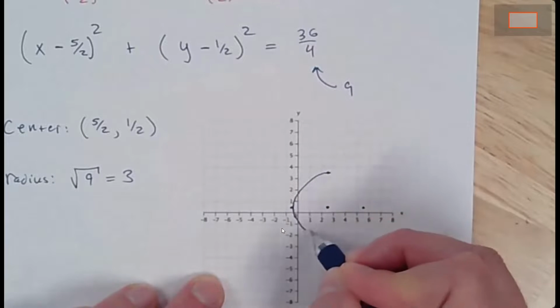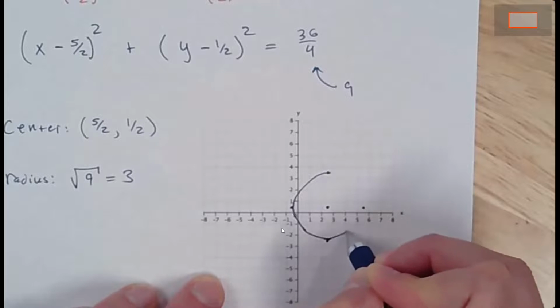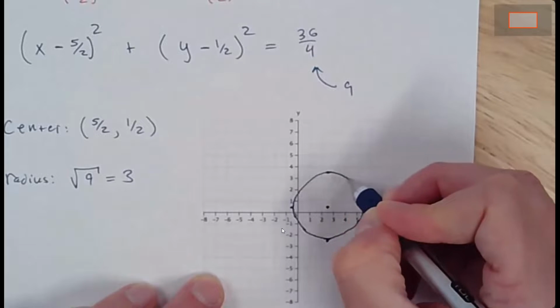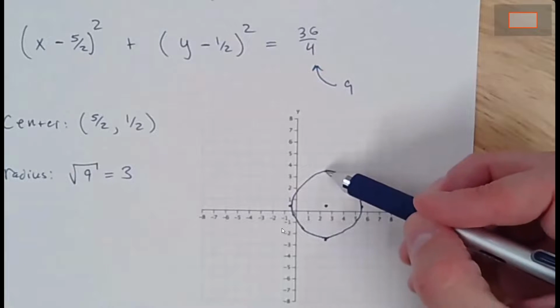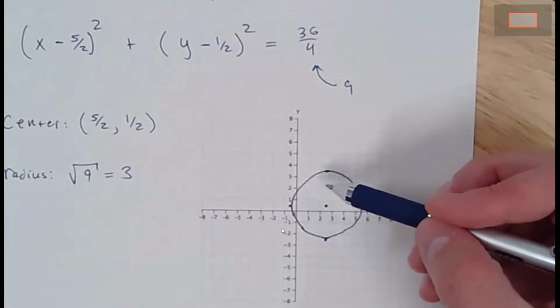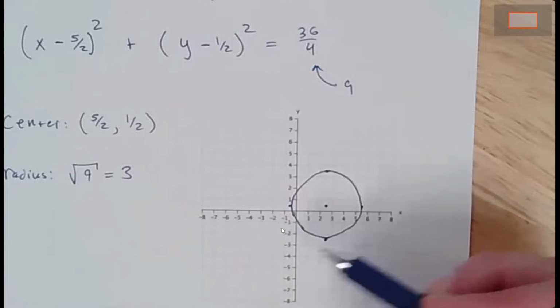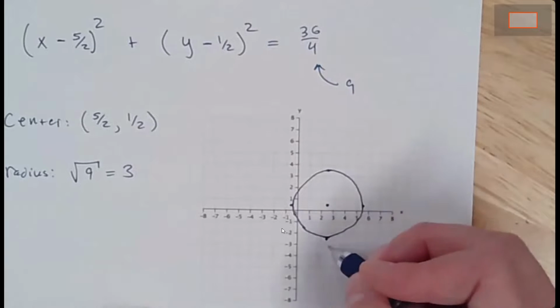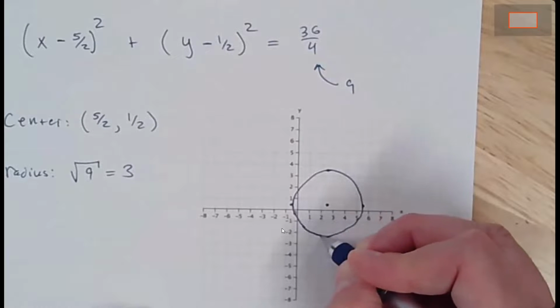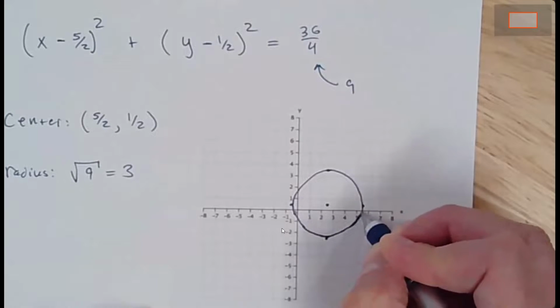Something to think about when you plot these 4 points is they're kind of the extremes of the circle. Right, this point here is the top. The circle doesn't go any higher than that. This point here is the bottom. The circle doesn't go any lower than that. So when you're drawing the circle, kind of think about when you're coming to this point here, that should be the very bottom, and then it should keep going up as you go to the other side.